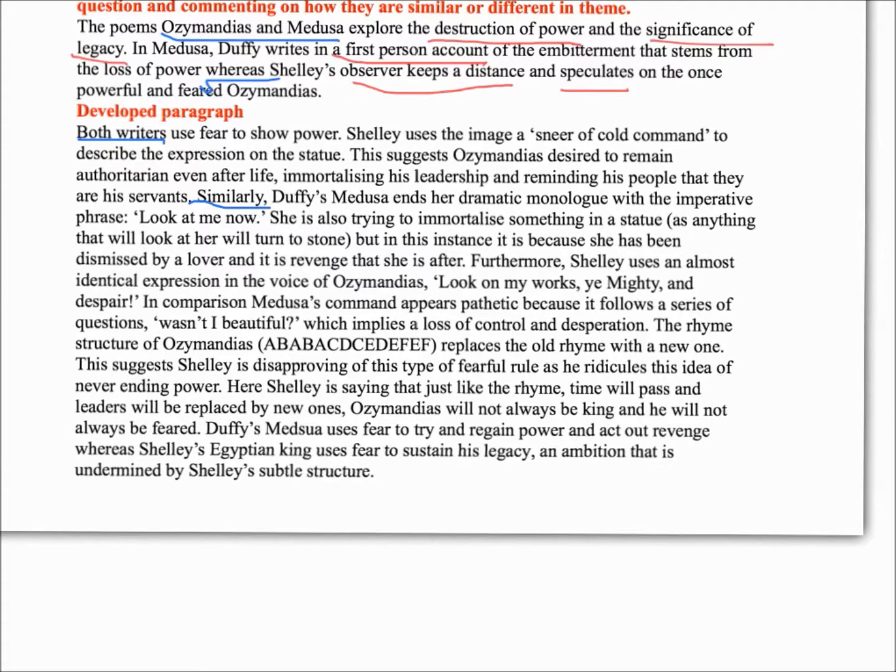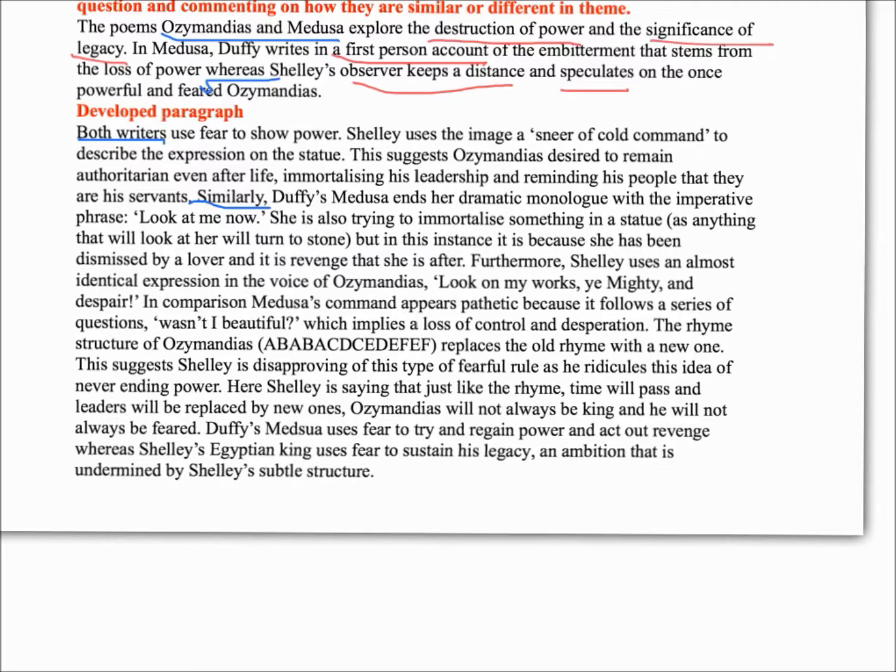Okay, if we look at these sentences in isolation, we can see that this candidate is making clear points, evidence, and analysis, and they're comparing just in these first few sentences. Development hasn't happened yet, but we have mentioned language. Okay, so we're hitting those AOs, which I will be showing you later on.